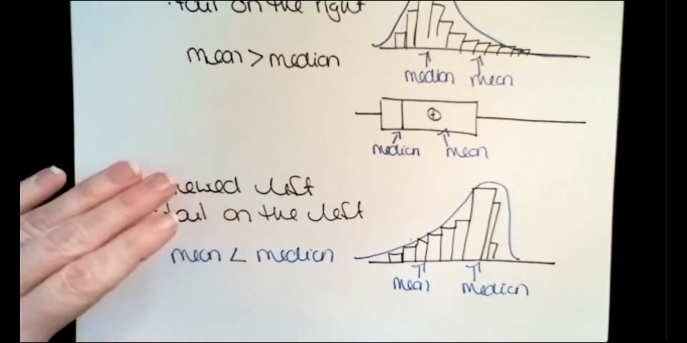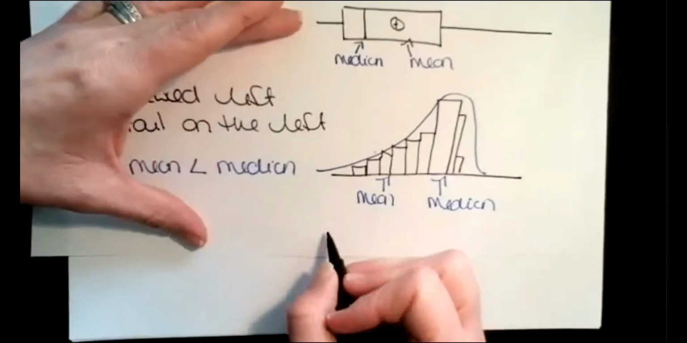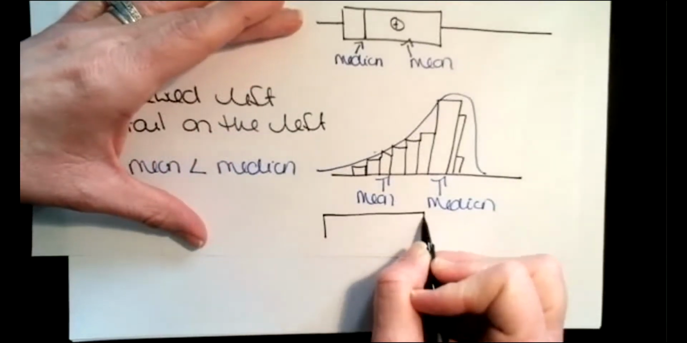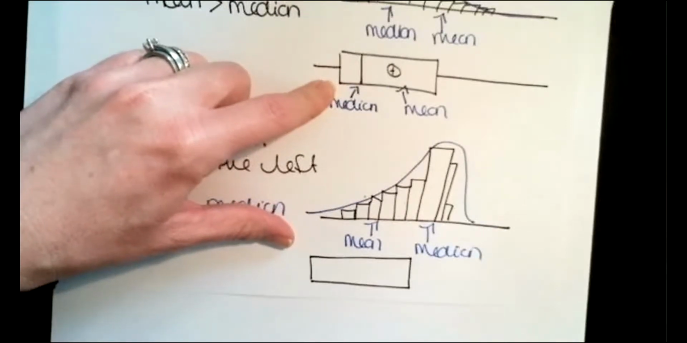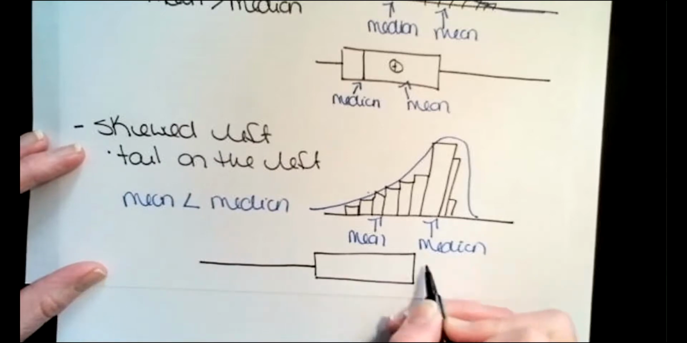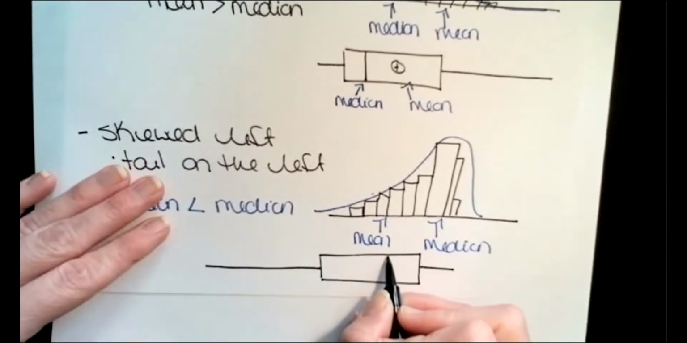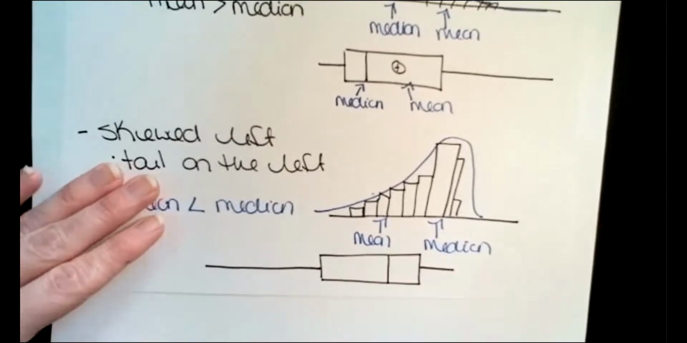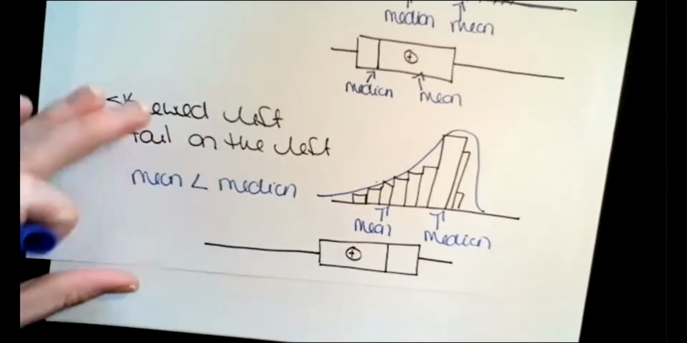Okay. So for our box plot here, I'm going to squeeze it in because I want it on the same piece of paper. My box plot here is going to look just like the opposite of the one from the skewed right. So you have a longer whisker to the left and a shorter one on the right side. My median is over towards the right, and then my mean is to the left.